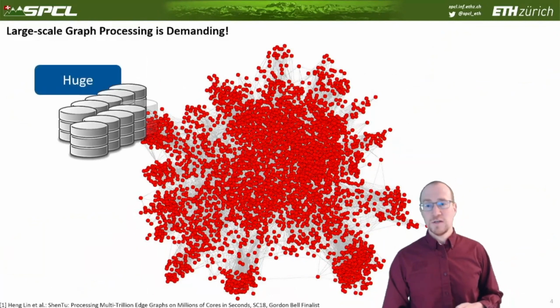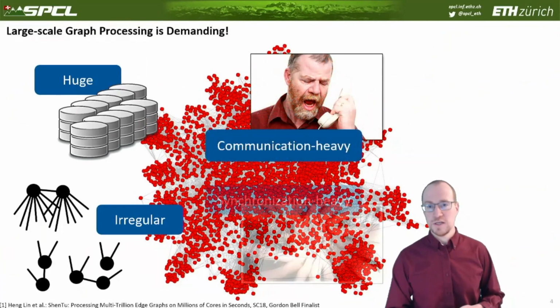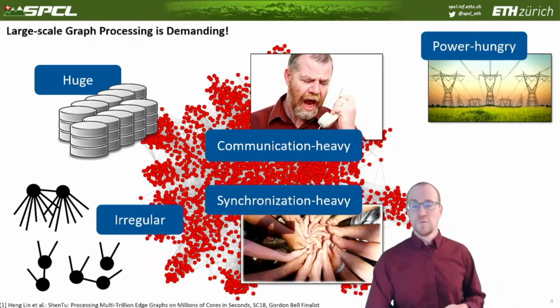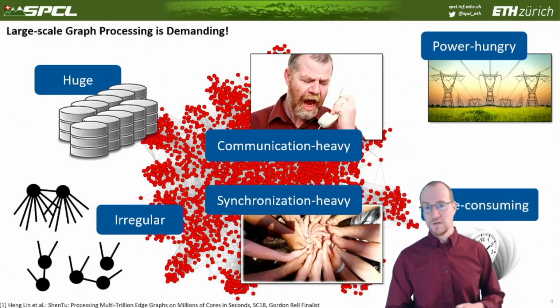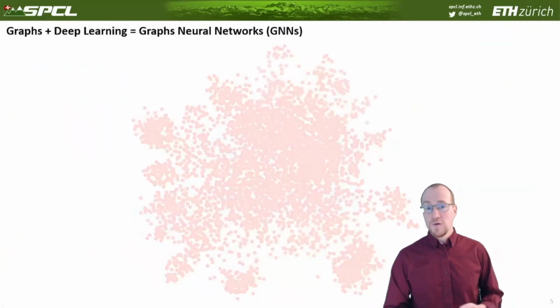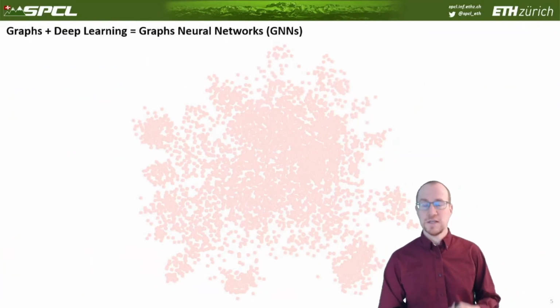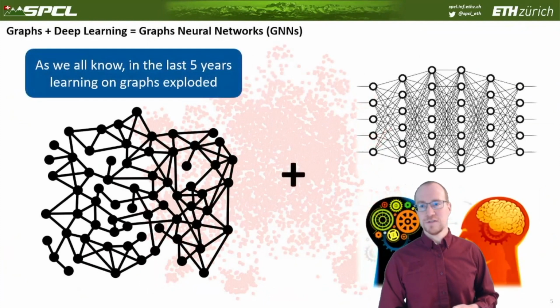Well, as I mentioned, graphs are extremely large. So what are the computational properties? They're extremely irregular. This is much harder than today's computations. They're communication heavy and synchronization heavy if you go parallel. Furthermore, they're extremely power hungry and can be quite time consuming in practical processing. So now we have processing of very large sparse data structures, graphs, and deep learning, which traditionally has been quite dense. If we put these two together, we get graph neural networks, essentially.